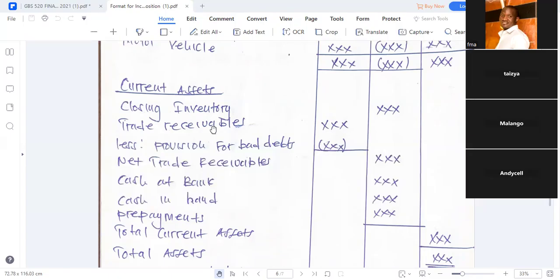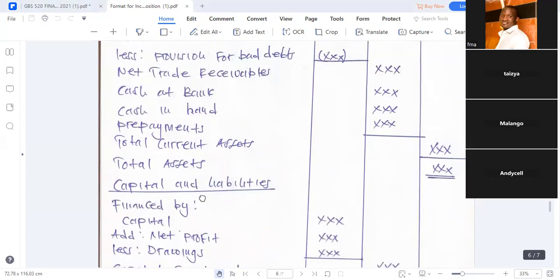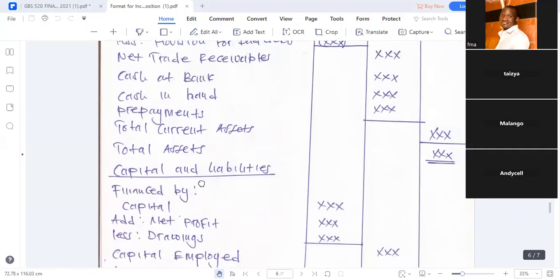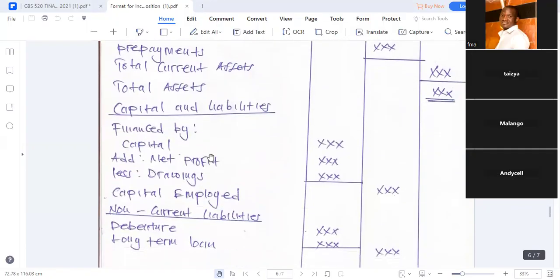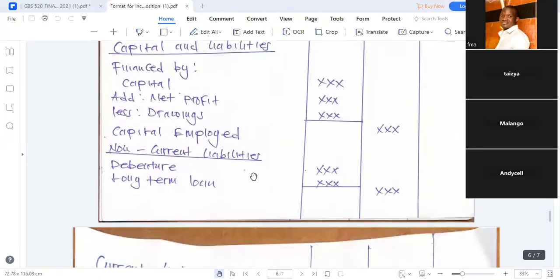All right, so we got to our liabilities and capital. So we start with financed by capital. We put it here, add net profits, less drawings. Okay, so we have our capital here. Then you also add the liabilities, the debenture, and the long-term loan. So we have this here.